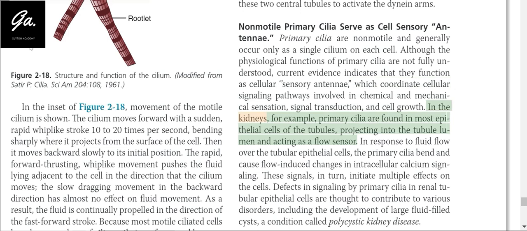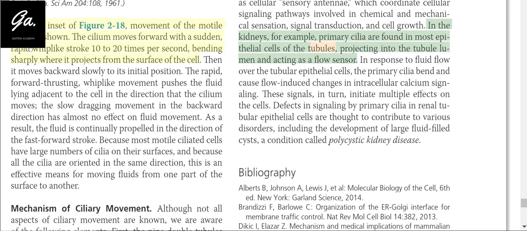In the kidneys, for example, primary cilia are found in most epithelial cells of the tubules, projecting into the tubule lumen and acting as a flow sensor. In response to fluid flow over the tubular epithelial cells, the primary cilia bend and cause flow-induced changes in intracellular calcium signaling. These signals, in turn, initiate multiple effects on the cells. Defects in signaling by primary cilia in renal tubular epithelial cells are thought to contribute to various disorders, including the development of large fluid-filled cysts, a condition called polycystic kidney disease.